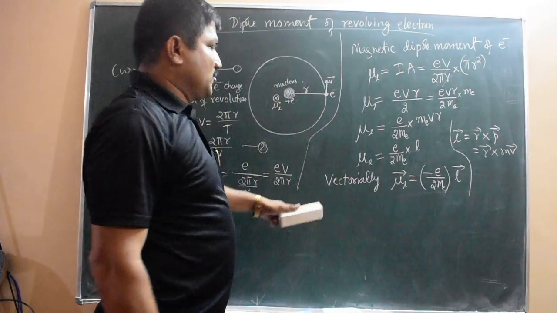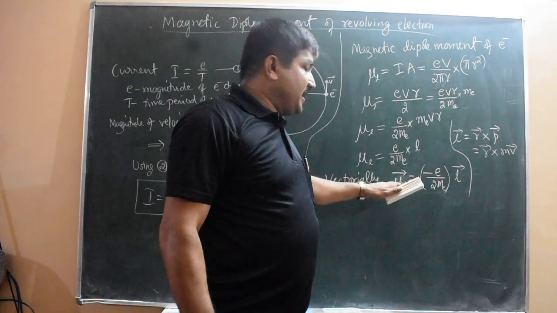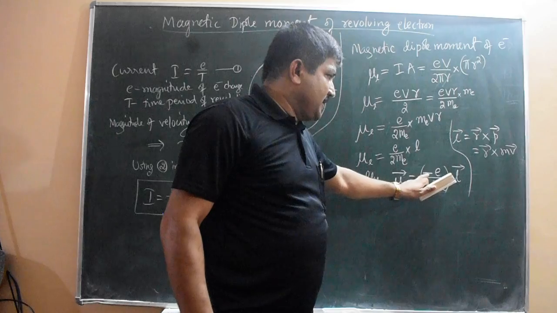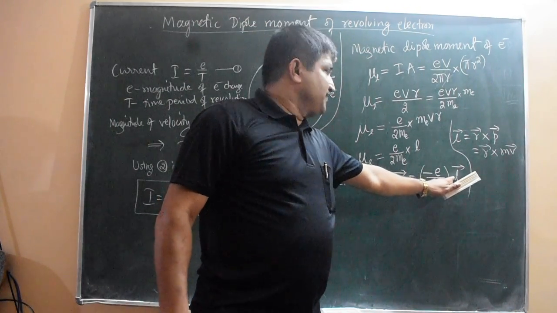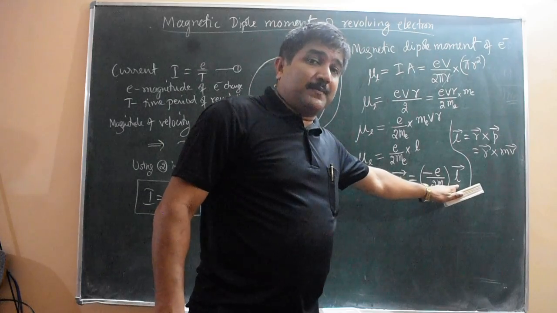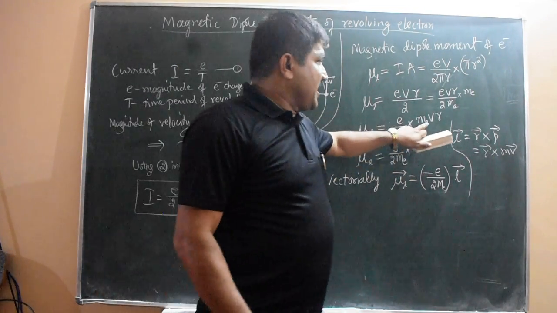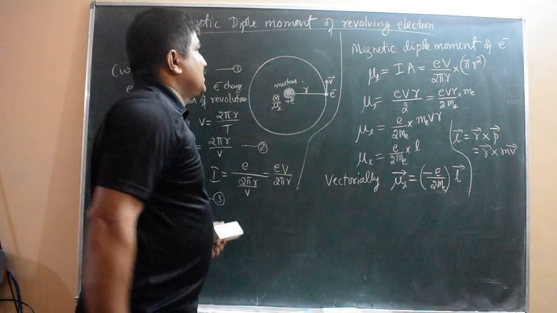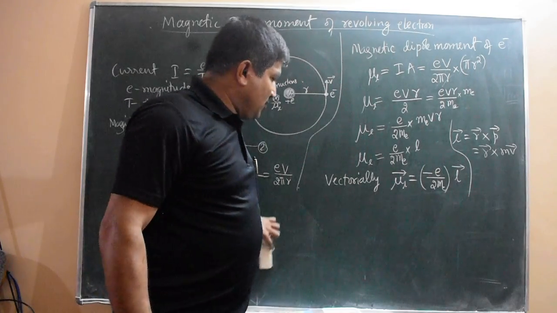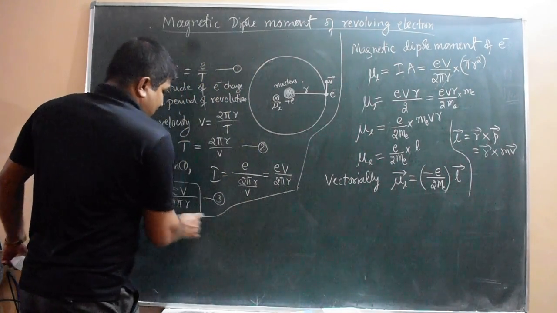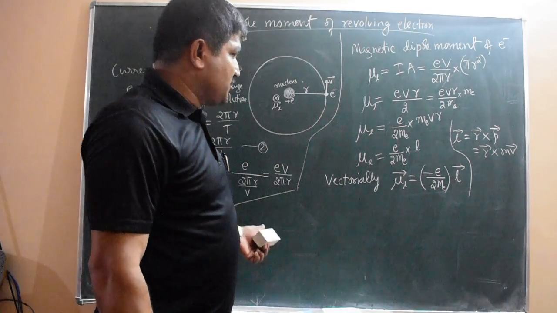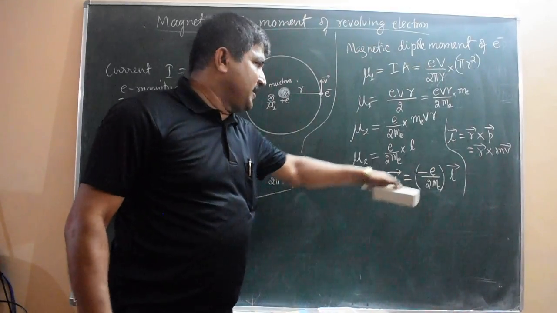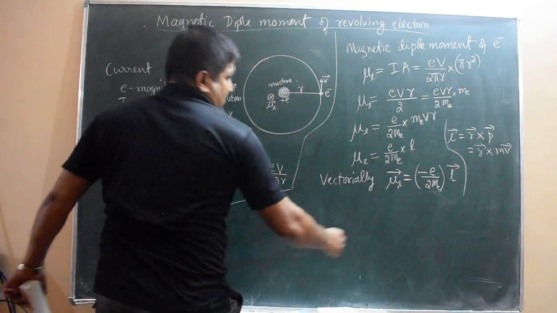So mu L vector, vectorially, the magnetic dipole moment of the revolving electron in hydrogen atom, is minus e by 2me times L vector, that is the angular momentum of the revolving electron. Magnitude of angular momentum is mevr. It is a vector quantity. So this is about the derivation, and here I have defined two terms: one is gyromagnetic ratio, another one is Bohr magneton. Gyromagnetic ratio means the ratio of dipole moment to the angular momentum.